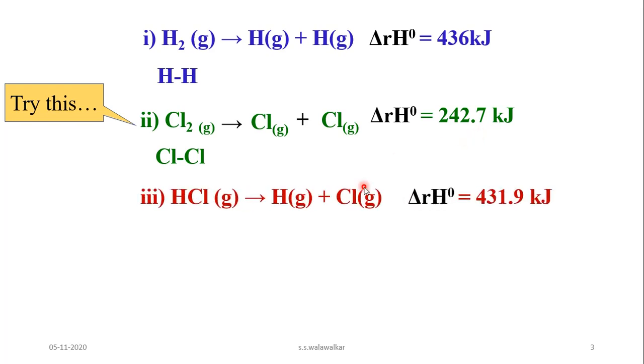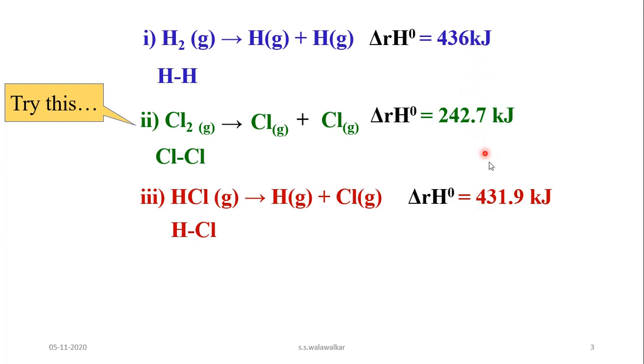Also see here the third example, HCl. It is also a diatomic molecule. When it dissociates or decomposes, it gives hydrogen gas and chlorine gas, and the standard enthalpy of reaction is 431.9 kilojoules. This is the bond enthalpy of HCl bond. HCl is a diatomic, so single covalent bond is there between hydrogen and chlorine. And to break this bond, this much amount of energy is required, that is 431.9 kilojoules.